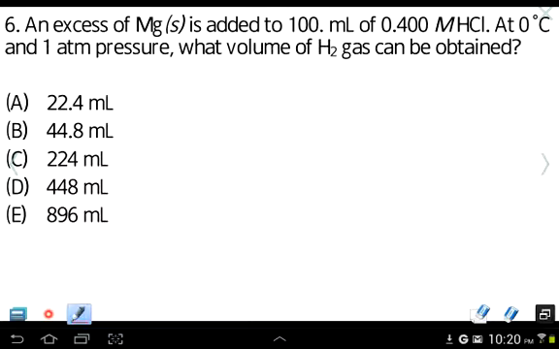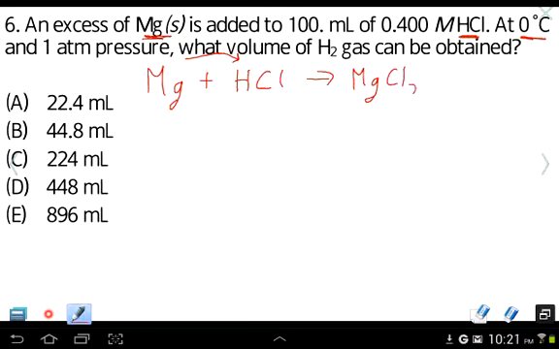Here's another similar example, except here we have magnesium being added to some hydrochloric acid. At 0 degrees Celsius and 1 atmosphere of pressure, what volume of H2 gas can be obtained? So here we actually have a reaction, and we have to write out the equation. We have magnesium with hydrochloric acid. This is a single replacement reaction, so you'd have to know your reactions in order to do this, and we'll try to review these in class. Magnesium replaces hydrogen and gives you magnesium chloride and hydrogen gas. Quickly balancing the equation reveals that we need a 2 in front of the HCl.